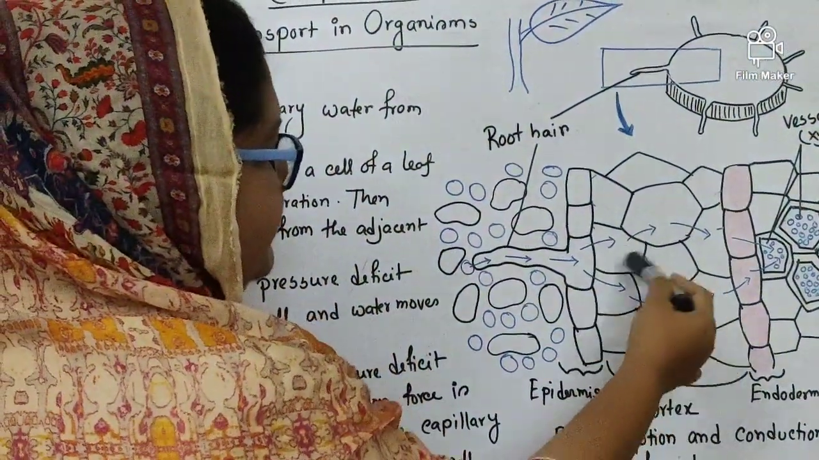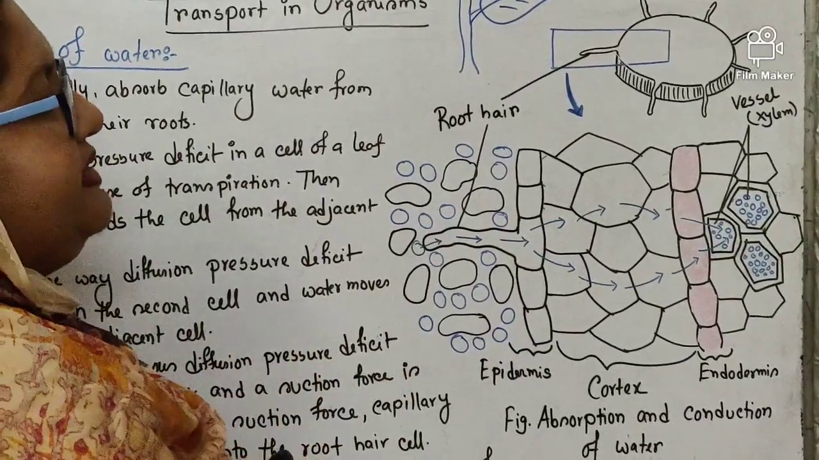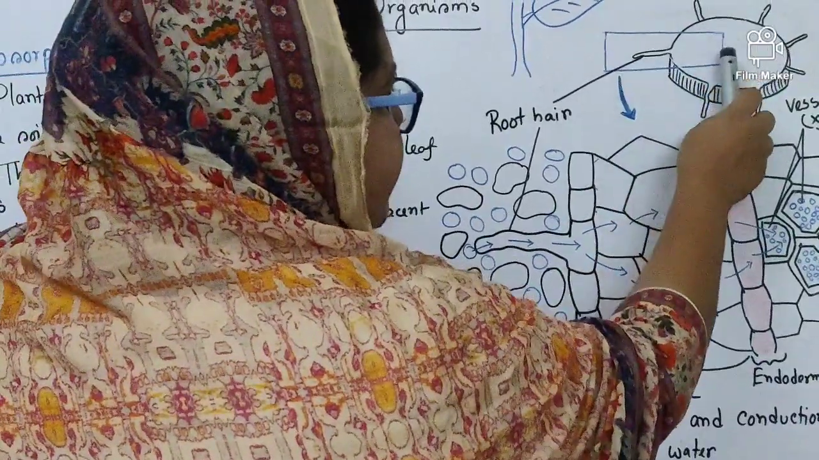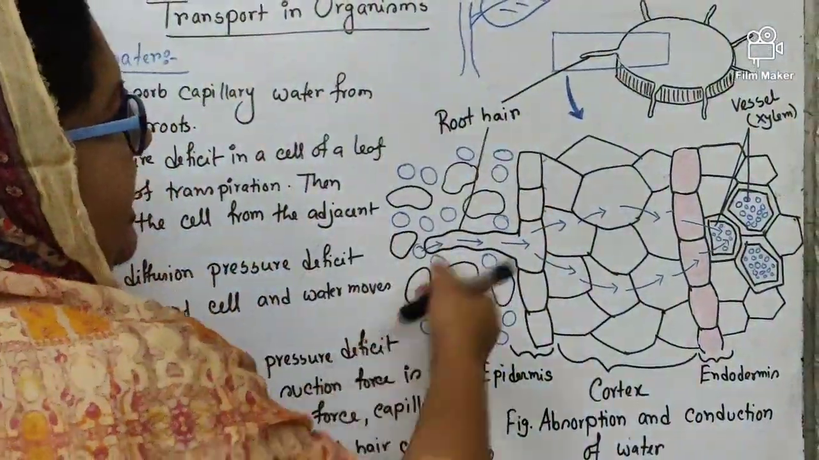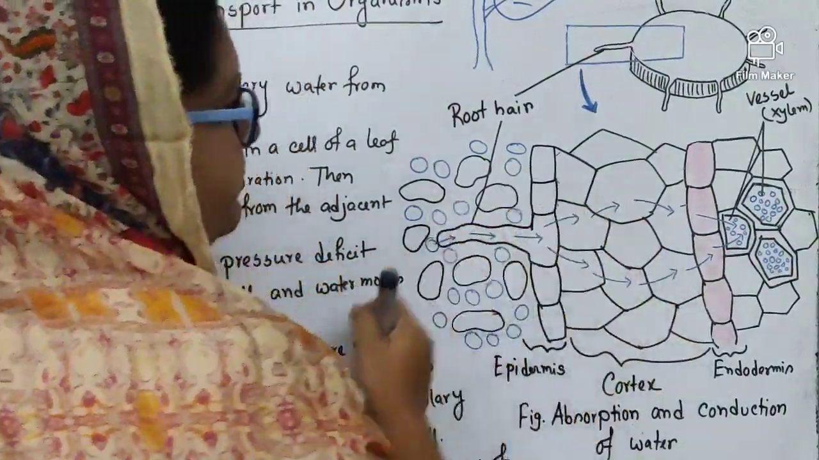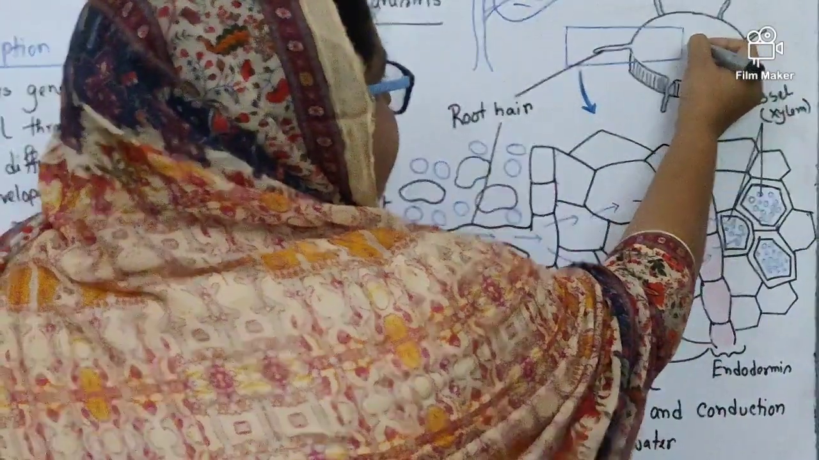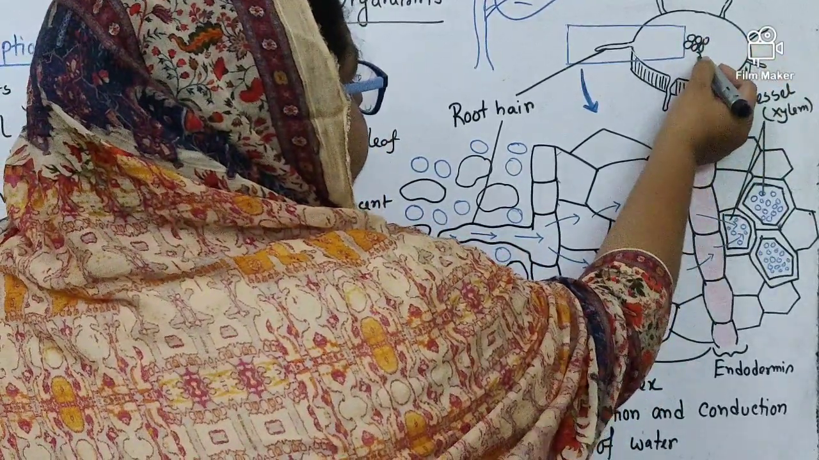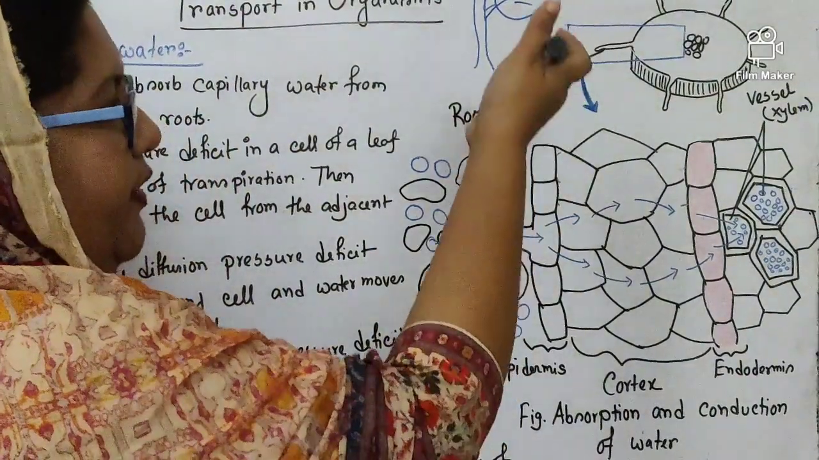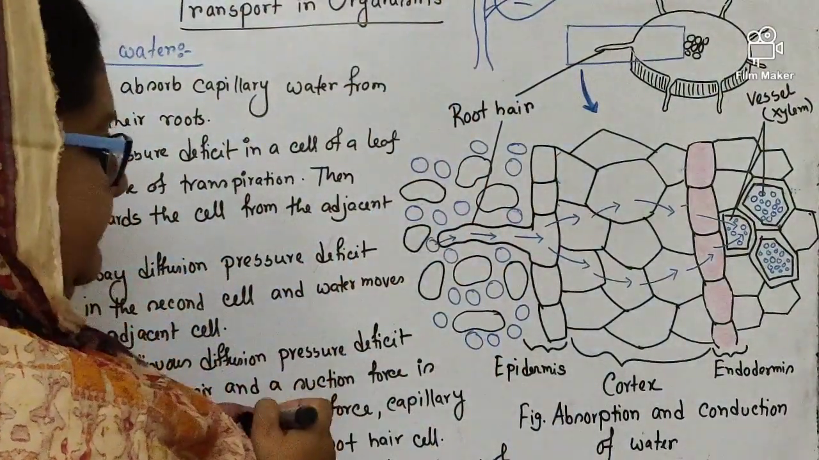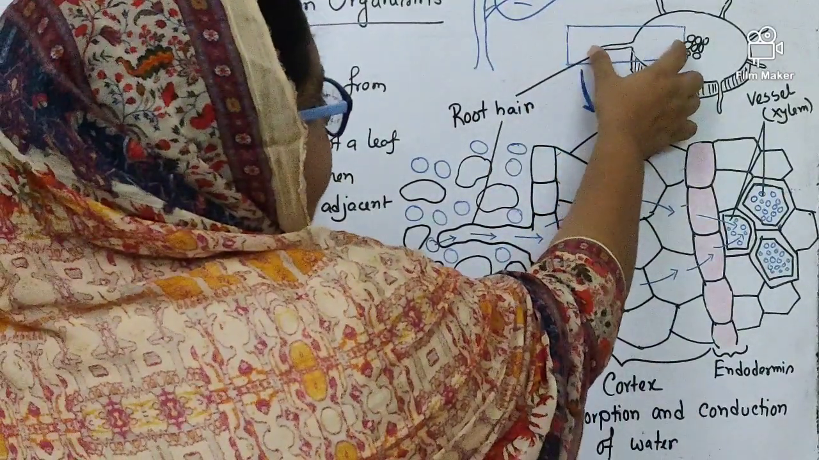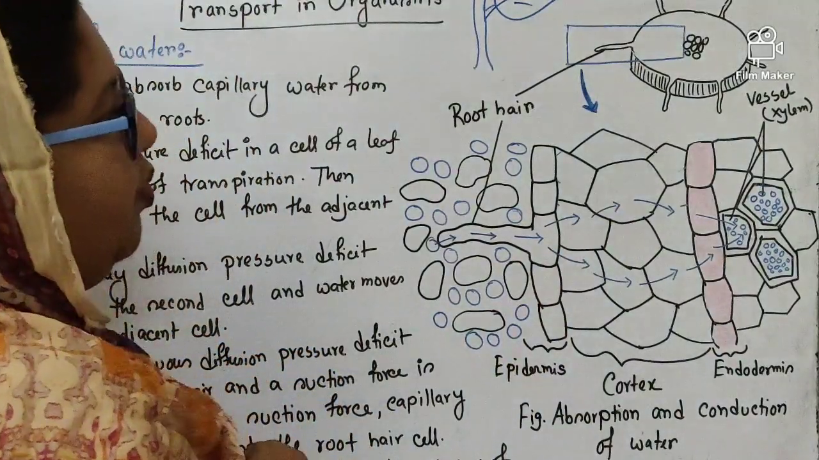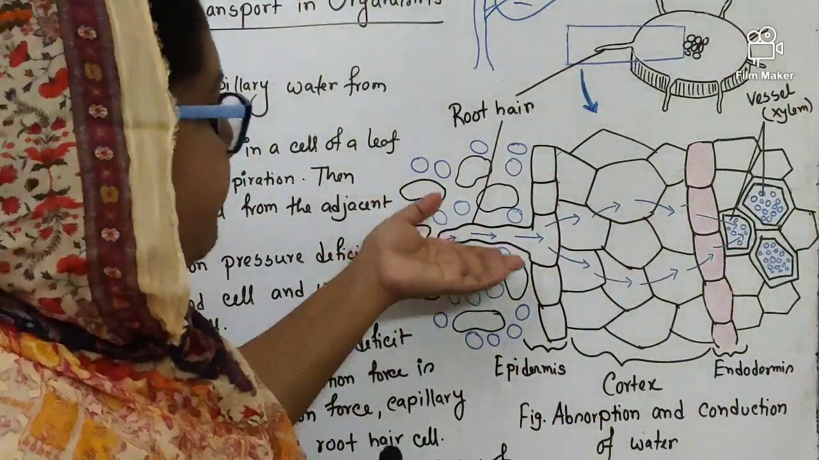So what does this diagram mean? The diagram means that this portion of the root is cut off from that diagram, and that portion is given here. At the center of this diagram there is the xylem or vessel, from where the water is taken up to the leaves. If we observe this diagram, what will we find?